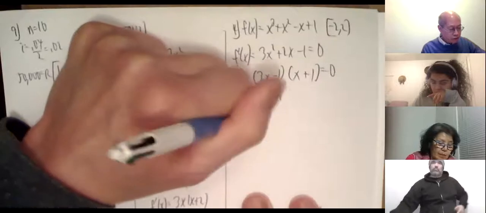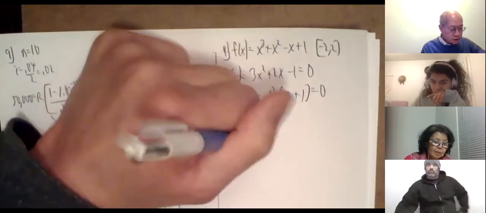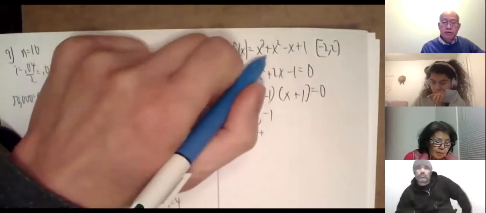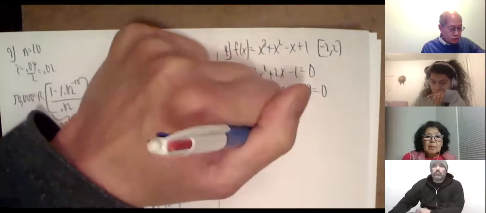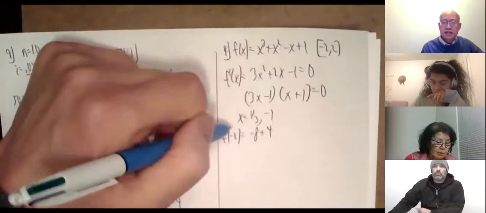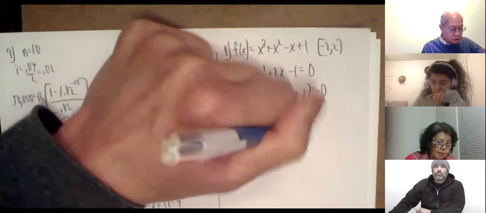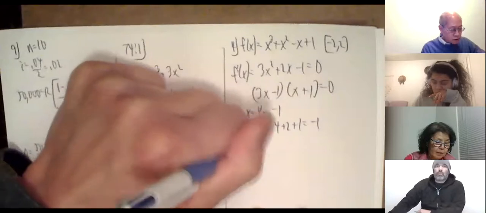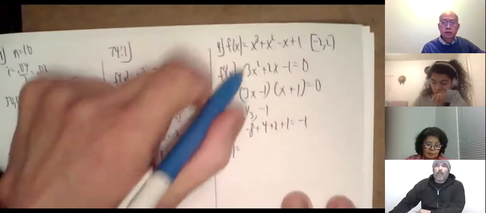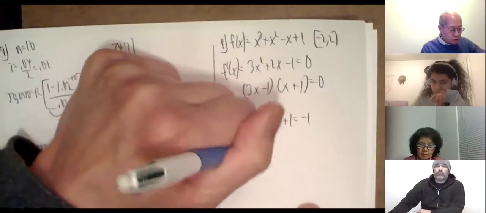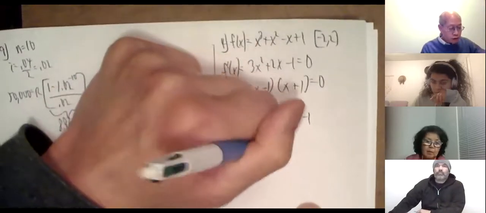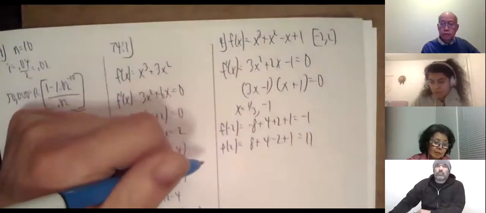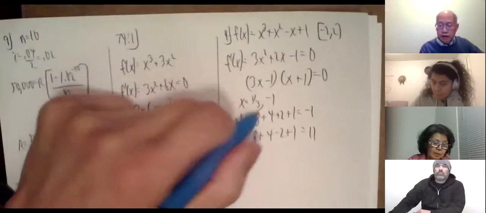So here we go. f of -2. Plug in -2. -2 cubed is -8. -2 squared is 4. Minus a -2 is +2, +1, so -1. And let me plug in the other endpoint, +2. 2 cubed is 8, 2 squared is 4, minus 2 plus 1: 11. Now I plug in the critical values.